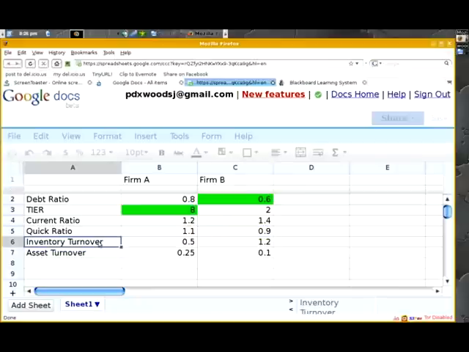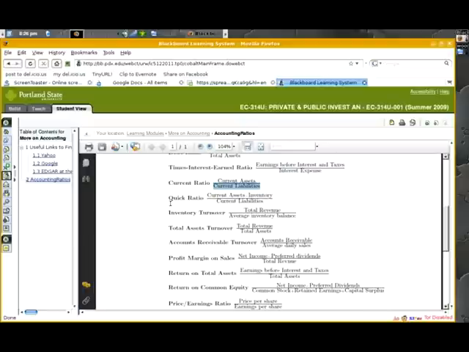Now, let's continue the example to look at these final two ratios right here, the inventory turnover ratio and the asset turnover ratio. Going back to our document that has all our accounting ratios on it, you see that they are both going to compare a stock value with a flow value. The flow value is going to be up in the numerator. In each case, it's going to be total revenue. And down in the denominator is going to be a different kind of stock value.